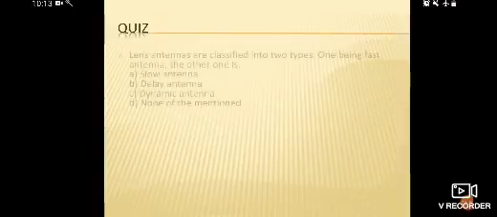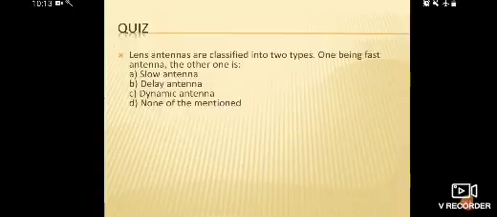The next question is, lens antennas are classified into two types, one being fast antenna, the other being slow antenna, delay antenna, dynamic antenna, or none of the mentioned. So please note this question.